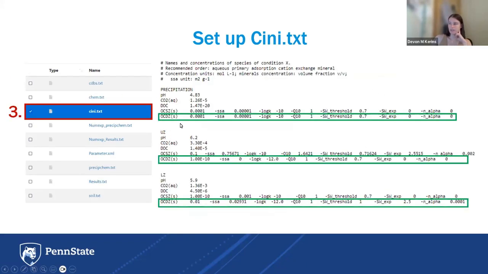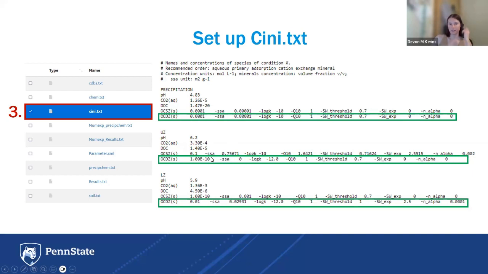Again, we will set up our initial condition file, and we list all of our primary species in this initial condition file. The only line we actually need to add is the line for our solid phase, our organic carbon deep zone solid in each of our zones: the precipitation zone, the upper zone or the shallow soil zone, and the lower zone or the deeper zone. Again, we set these values pretty low for precipitation. In the upper zone, we set it to essentially 0 since we want this to only represent the organic carbon decomposition or transformation that happened in the deeper zone.